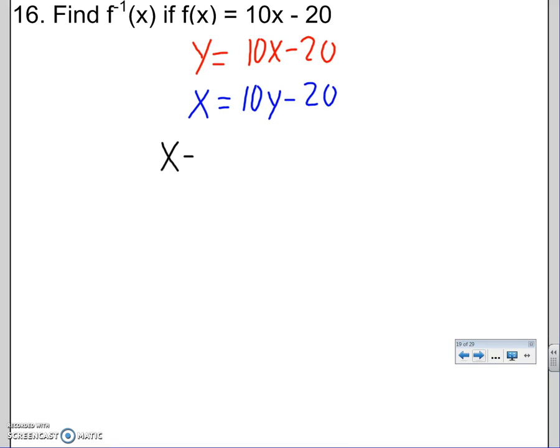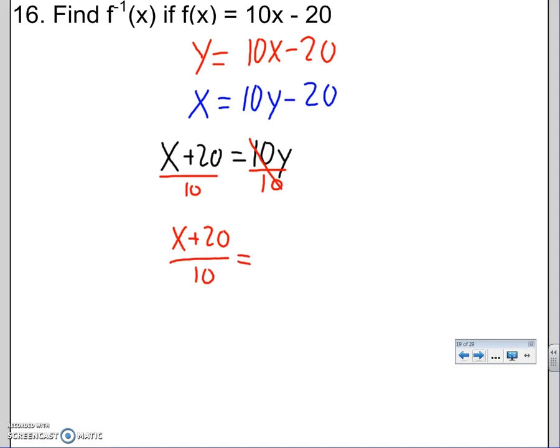So I'm going to add 20 to both sides. They don't combine. Then I'm going to divide by 10. So (x plus 20) all over 10 is my inverse, f inverse.